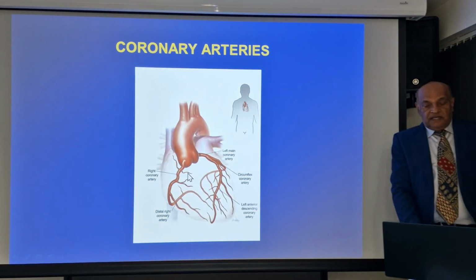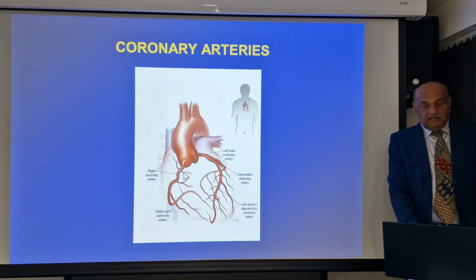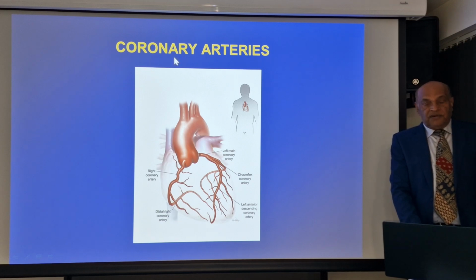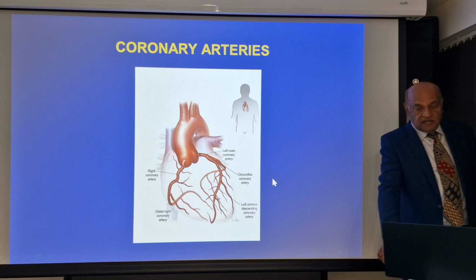So, looking at the arteries of the heart, they are called coronary arteries. Here's the heart, the heart muscle, which itself is supplied by arteries. So you have the right coronary artery, the left coronary artery, and the circumflex artery. So there are three main arteries to the heart.